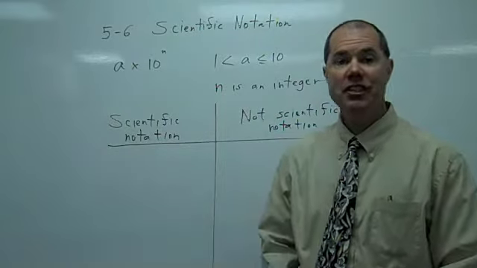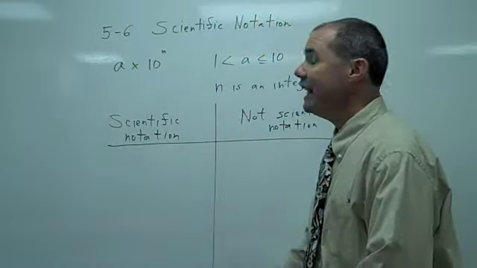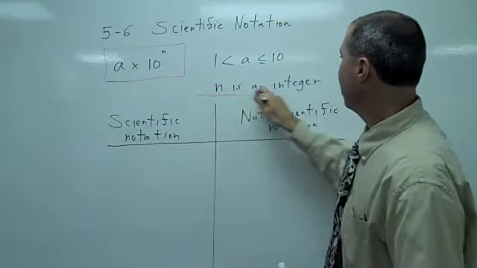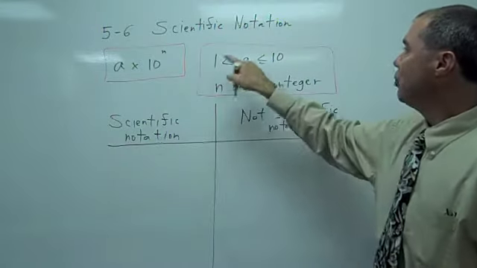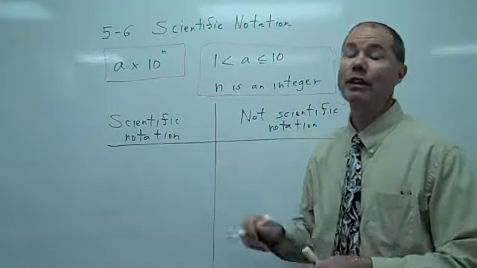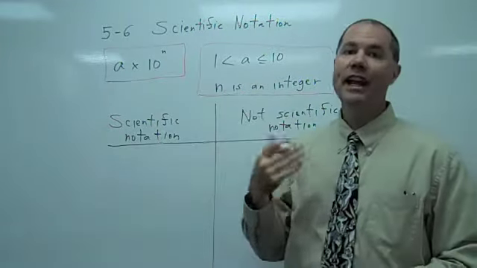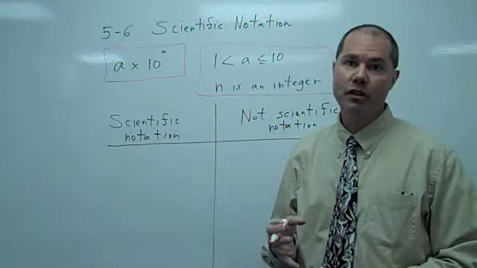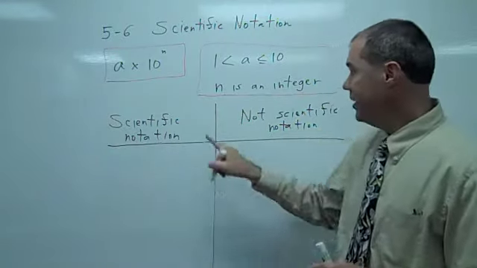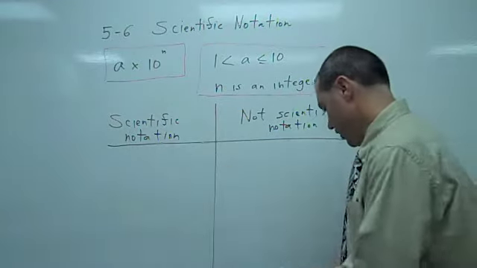Section 5.6, Scientific Notation. Scientific notation is anything written in this form, a times 10 to the nth, where a is between 1 and 9.99999, etc., less than 10, and n, the exponent, is an integer: -3, -2, -1, 0, 1, 2, 3, and so on in each direction. These are some examples of things written in scientific notation.